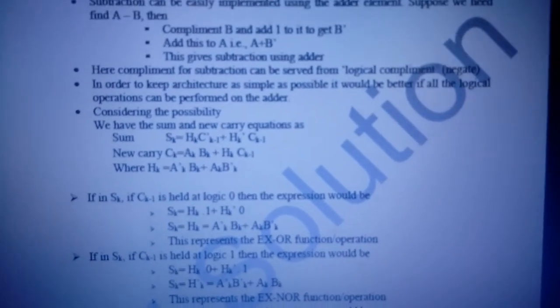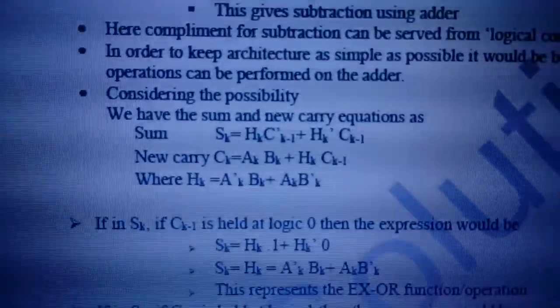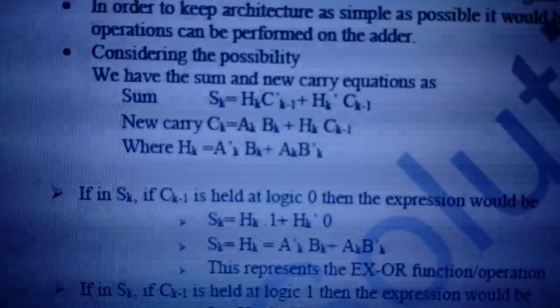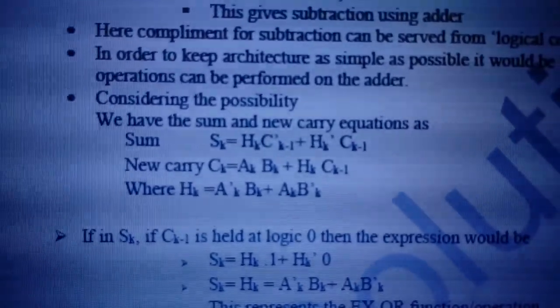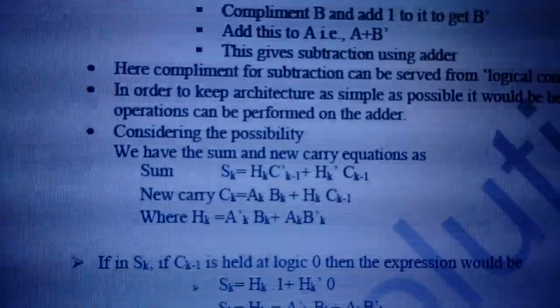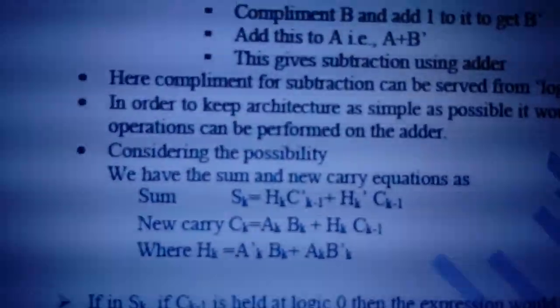In order to keep the architecture as simple as possible, it would be better if all logical operations can be performed on the adder. So considering this possibility, we have the sum and new carry equations as follows. The sum is SK equal to HK CK minus 1 bar plus HK bar CK minus 1, and the new carry is CK equal to AK BK plus HK into CK minus 1, where HK is the half adder subtractor component. As I told you earlier, it is represented as AK bar BK plus AK BK bar.